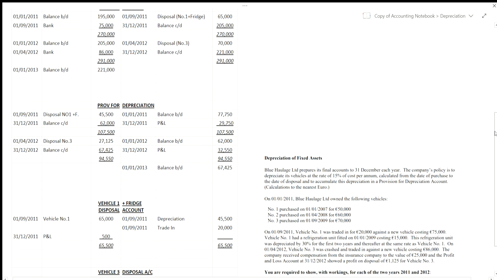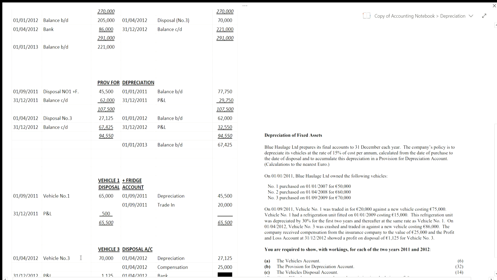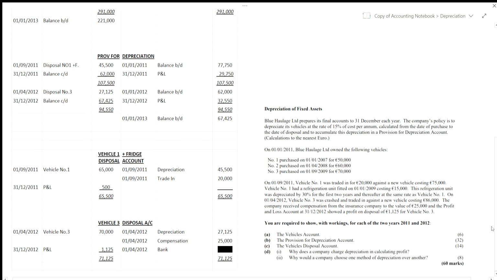So I take that here from the credit side and I just put it down here on the debit side of the vehicles account. Again, for depreciation, I just go up to my depreciation account. What was my disposal figure for vehicle number 3? 27,125. I take it from the debit side down here to the credit side, 27,125. Again, this is the exact same. You're just basically taking it to the other side. It's called the disposal up here, and you just drag it down to the disposal account.